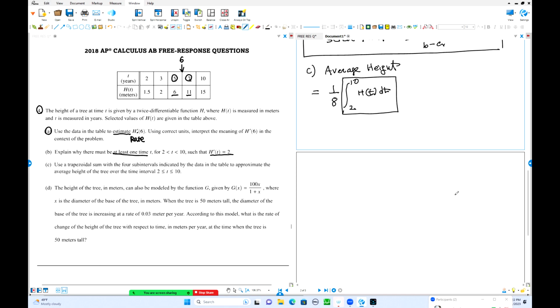Now let's find the approximate area of this one. This is the real one, but we approximate it. I'm going to write them one more time. At 2 the height is 1.5. At 3 the height is 2. At 5 the height is 6. At 7 the height is 11. At 10 the height is 15.